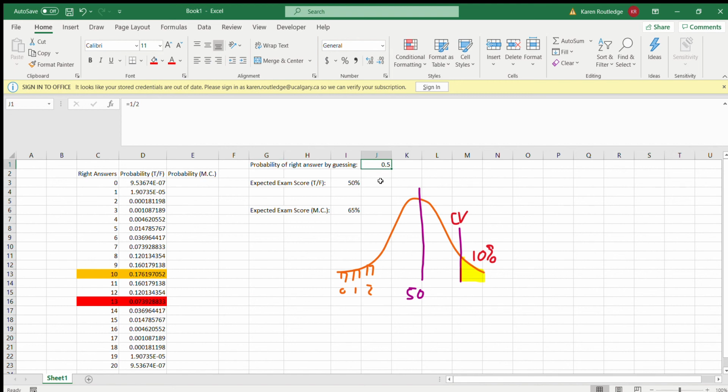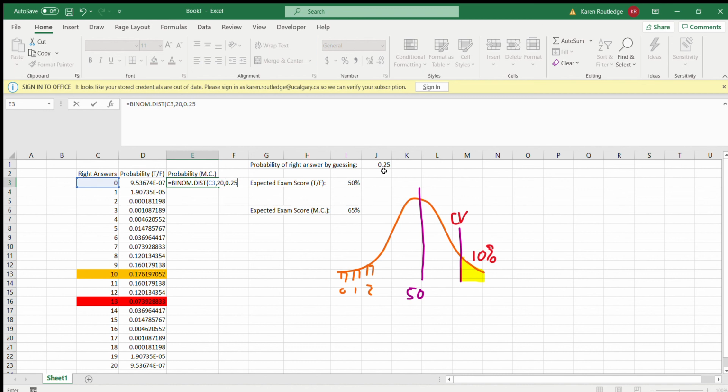So instead of a 50% chance of getting a right answer totally by guessing, it is now 1 divided by 4, A, B, C, D, so 4 possible answers, only one of them is right, so 25% chance. The way we're going to evaluate this is all the same. We just have a new probability of success, a new probability of our event happening. So we're still going to use the binom.dist function. The number of successes is still the same. We can still get 0 to 20 right answers. The number of trials is still our 20 questions. The probability of success is now 25%.